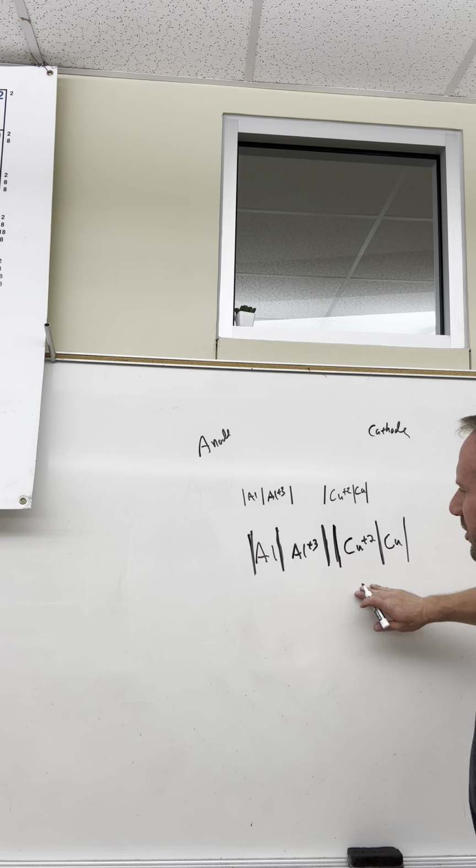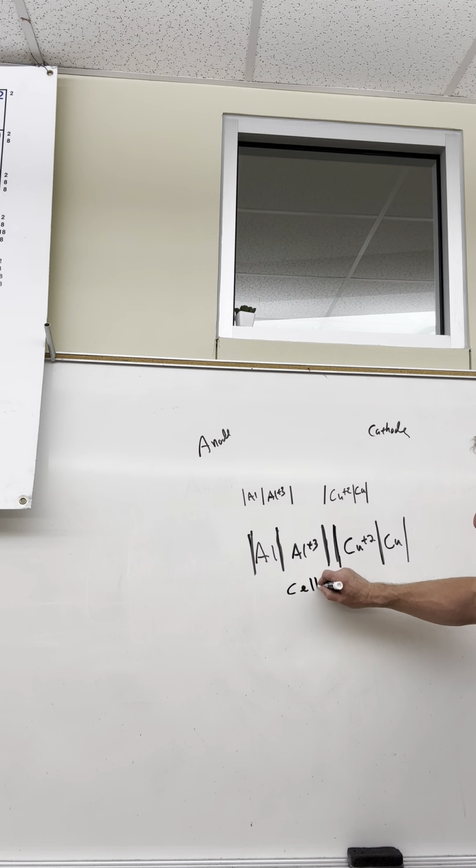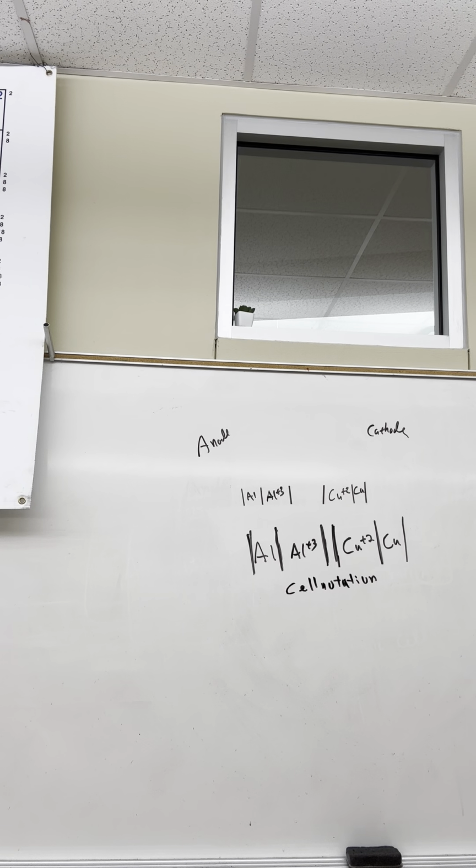This is what we call cell notation. So this is how we notate what the cell is. If you get given that, you can already assume you know which side is the anode, which side is the cathode, and life is good. All right, no big deal.